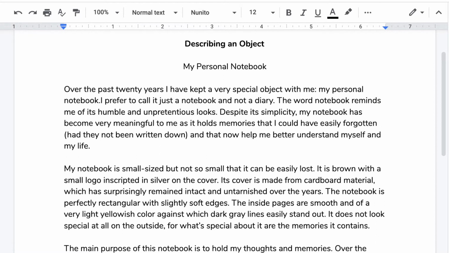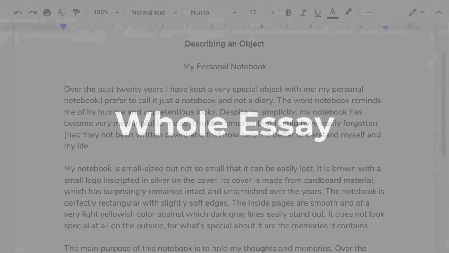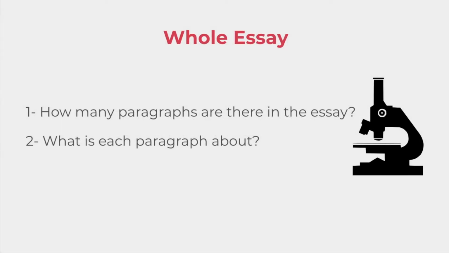Okay, so we're looking at the essay describing an object, a descriptive essay still, titled My Personal Notebook. So let's jump into our analysis of the whole essay. And the questions are, number one, how many paragraphs are there in the essay, just to give us an idea of the length. And number two, what is each paragraph about? Again, talk to your classmates, your teacher, think about it by yourself.